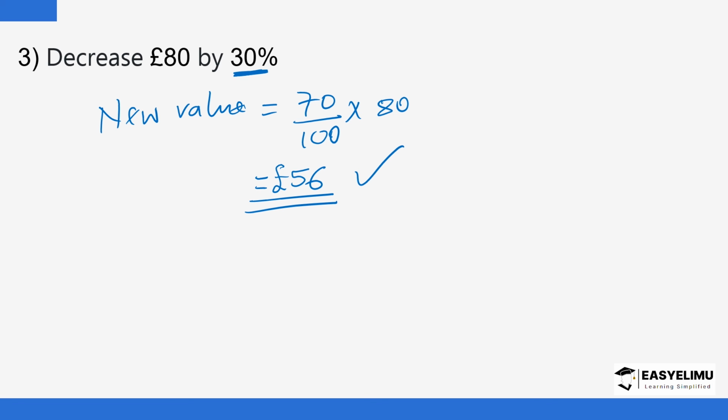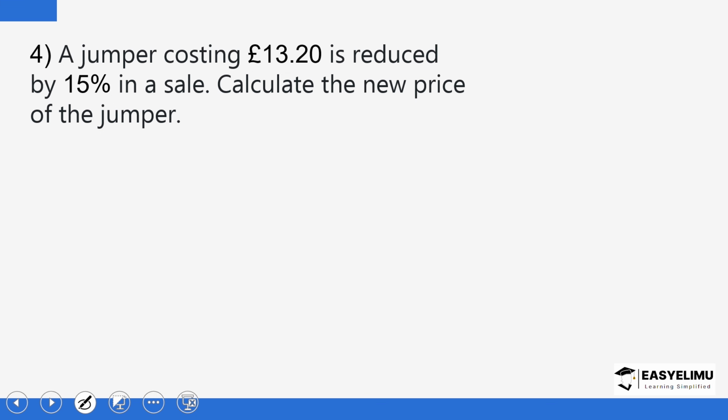So in this case now, we have been given the percentage decrease. So we have percentage decrease, the original value, the new value, any of them can be asked at any time. So we have a jumper costing 13.2 pounds reduced by 15% in a sale. Calculate the new price of the jumper.